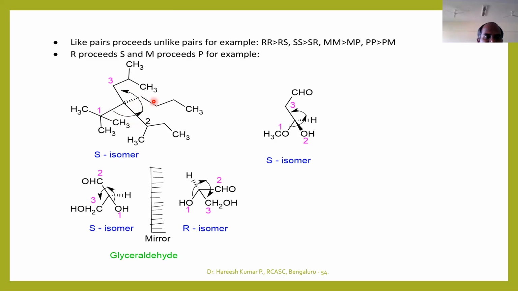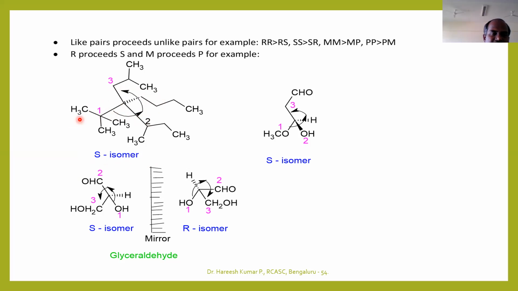And here this N-butyl group is away from the observer. Then what you need to do? You need to observe in such a way that the least priority group is away from your observation. So that means you should observe from this end. When you are observing from this end, it will move like this. So what it means is that it's an anti-clockwise one. Since it is anti-clockwise, it's an S configuration.